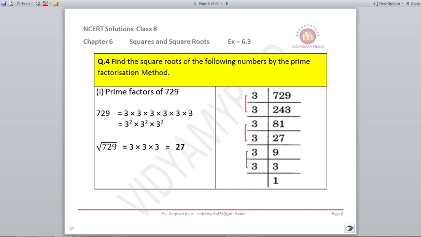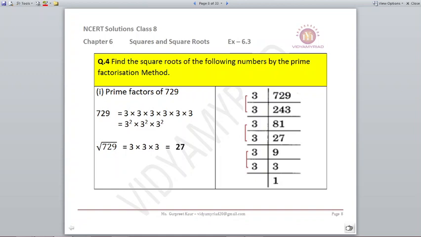Find the square root of the following numbers by the prime factorization method. Now we all know what the prime factorization method is. I have solved it on the right hand side. You can see it is getting divided by 3 for 729 and goes on till we reach 1. So how many 3s are there? For square roots, we will make pairs. So I will write it in the form of 3 square into 3 square into 3 square.